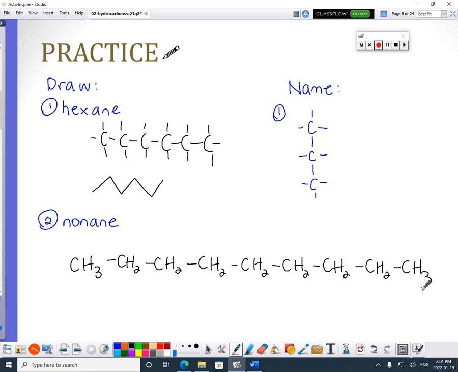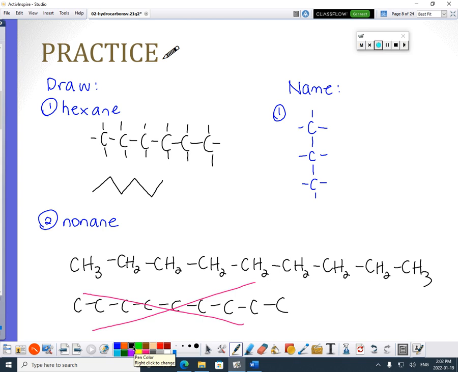You do not need to draw it condensed like me. You can draw it out. But the one thing you can't do is this. Okay, do not leave it like this. That is incomplete, okay? Don't even write that down. Why is it incomplete? It does not have 4 bonds.